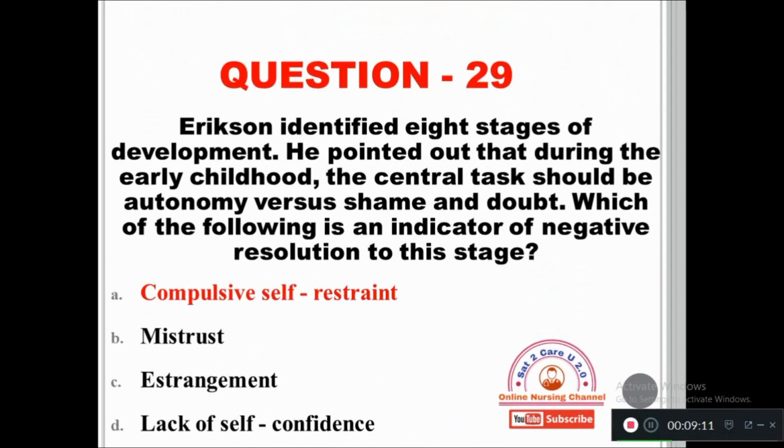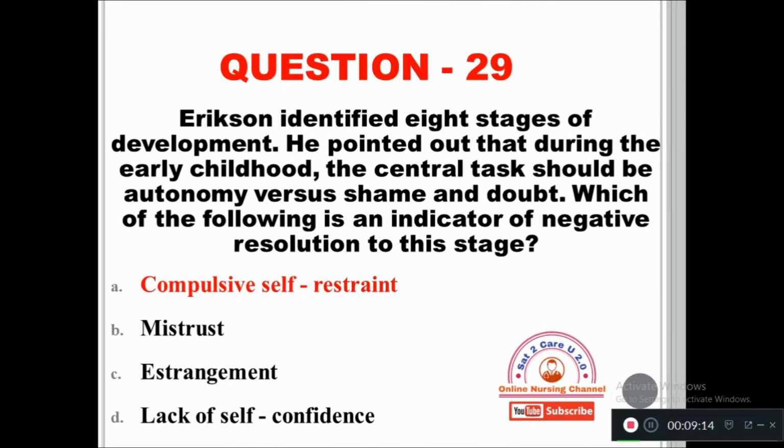So the right answer is option A, that is compulsive self-restraint. Because it is the right negative resolution during early childhood. Other negative consequences which occur in this stage include compliance and defiance. Option B and C, that is mistrust and estrangement, are happening during the infancy stage. Lack of self-confidence will occur in the phallic stage, not related to Erickson's theory. So option A is right.